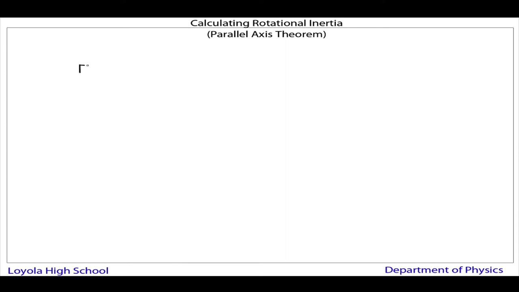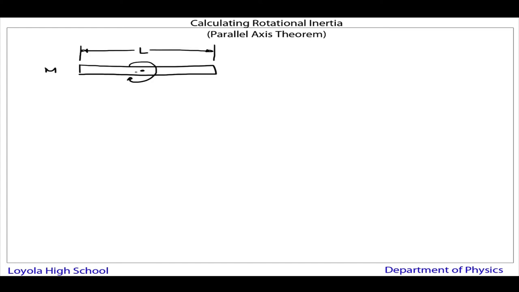So this is our thin rod, and let's say this is of mass m, and the center's right here, and its length L. And if we rotate this about the center of mass right here, so it'd be like a clockwise or counterclockwise rotation, this is the axis of rotation, we know that the rotational inertia I is equal to 1/12 m L squared, if we know the mass and length.